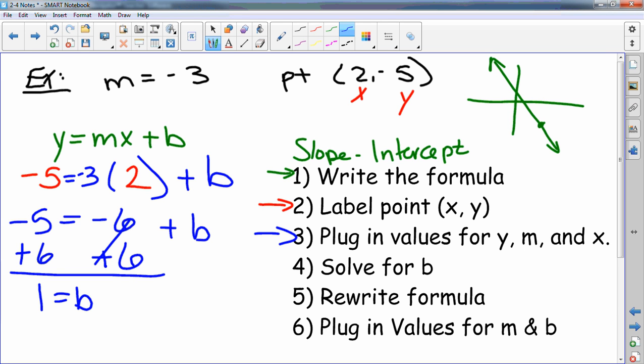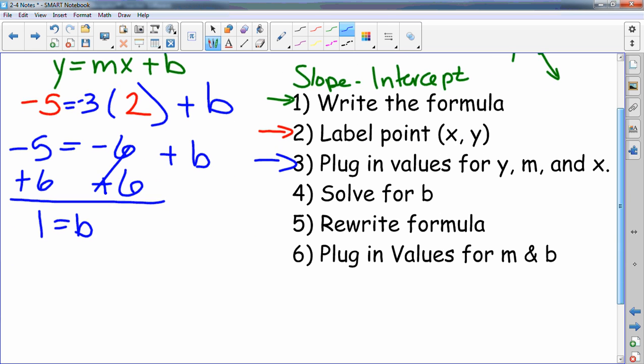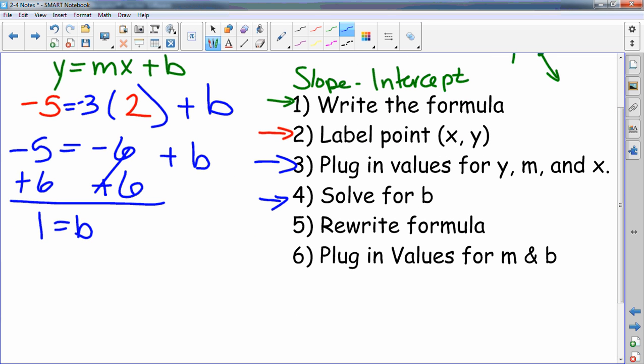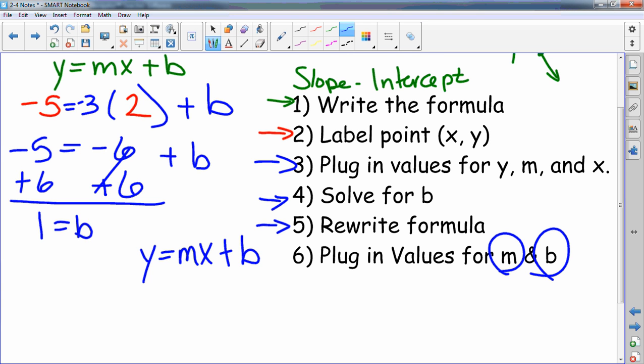So when I write the equation of this line, I'm going to write y equals, which we just solved for b. Sorry, I did that step. I didn't talk about it. Rewrite the formula. Y equals mx plus b. I rewrote my formula and then plug in the values for m and b. M and b only. If you plug in a y and an x, that's not the equation of a line. That tells you if a point is on the line or not.